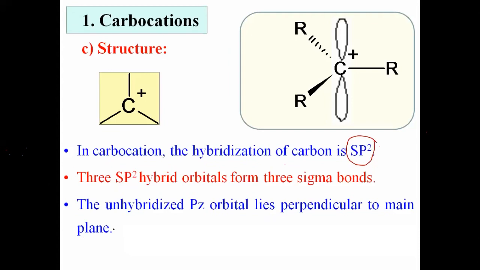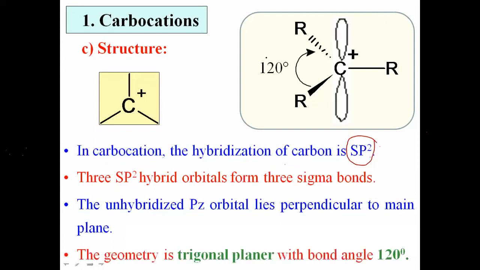Okay, now last point is the geometry and bond angle. Now tell me what should be the geometry here. Geometry should be trigonal planar. Okay, it looks like a trigonal geometry, and bond angle should be 120 degree. Okay, this is a very common bond angle if hybridization is sp2. Okay, and thus here the geometry is a trigonal planar with bond angle 120 degree. This is just about the structure of carbocation.